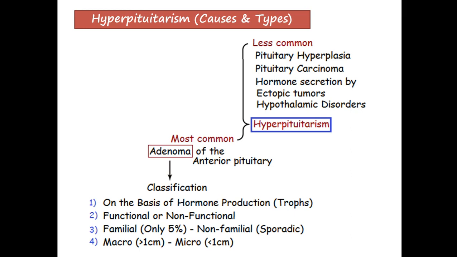If a pituitary adenoma is less than 1 centimeter, then it is a microadenoma, and it will need just observation. But if it is more than 1 centimeter, then this is a macroadenoma, and it will need surgical removal by the neurosurgeon.